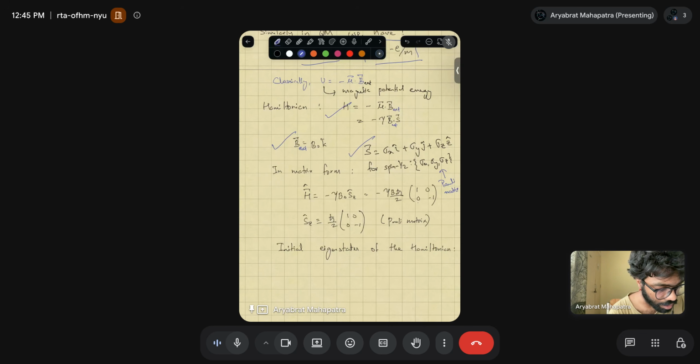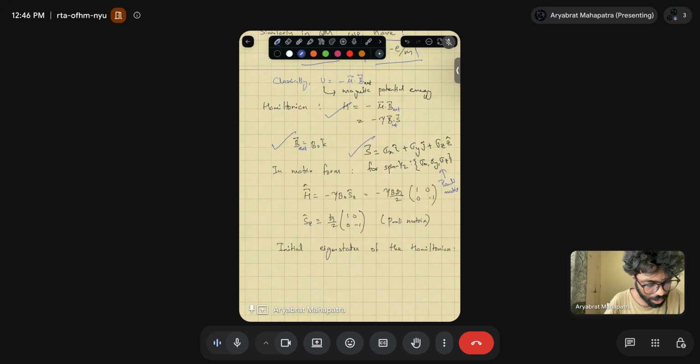Then you can write the Pauli matrices, if you remember them. Sigma x is given as 0 1 1 0. Sigma z is given as 1 0 0 minus 1, and likewise sigma y is given as 0 i minus i 0. So right.